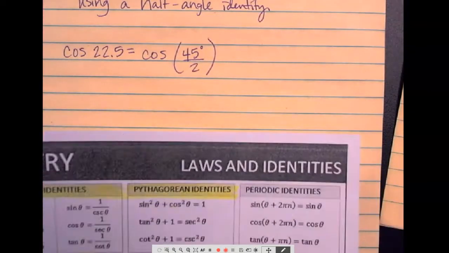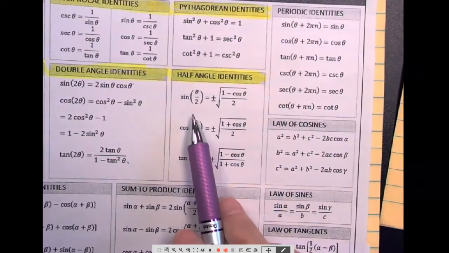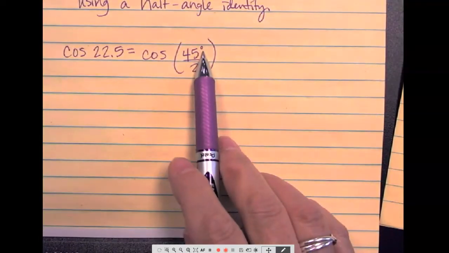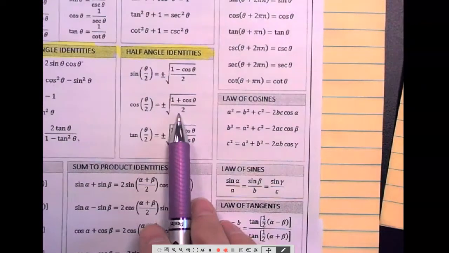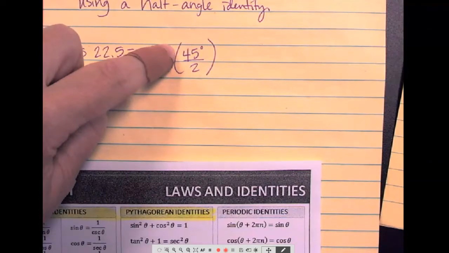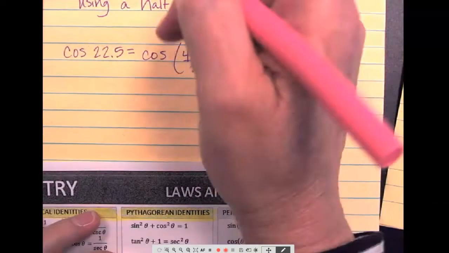Okay, so looking at the formula, notice that theta is right here. So what is my theta? 45. So anywhere in this formula that we see theta, we are using 45. Okay? So let me make a little note that this is theta.